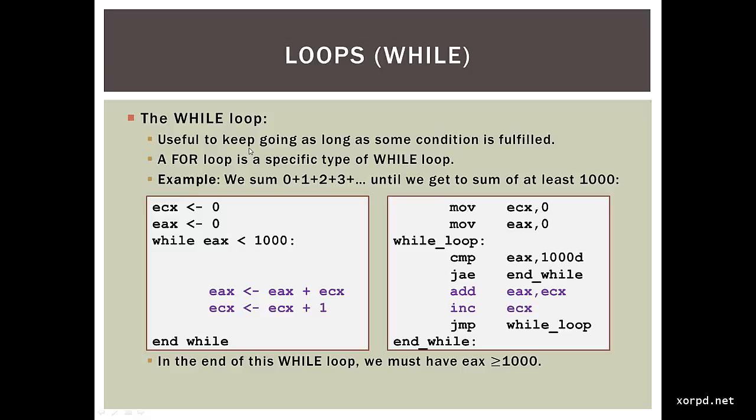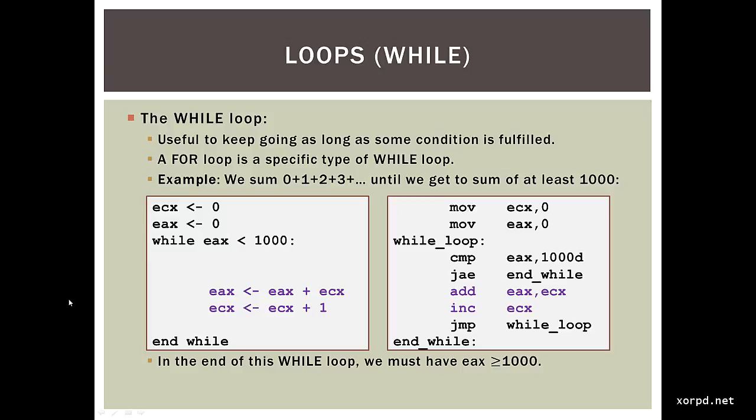Let's look at another example. It is pretty similar to the previous one, but there is some difference. We are going to sum the numbers beginning from 0, then 1, then 2, then 3, and so on, until we get to the sum of at least 1000. It doesn't mean that we are going to sum the numbers from 0, 1 until 1000. We actually sum numbers until the total sum is of size at least 1000.